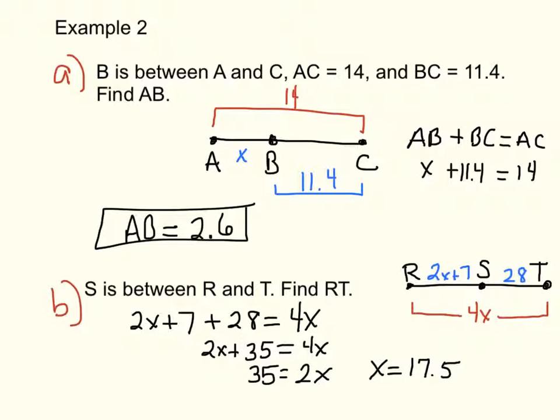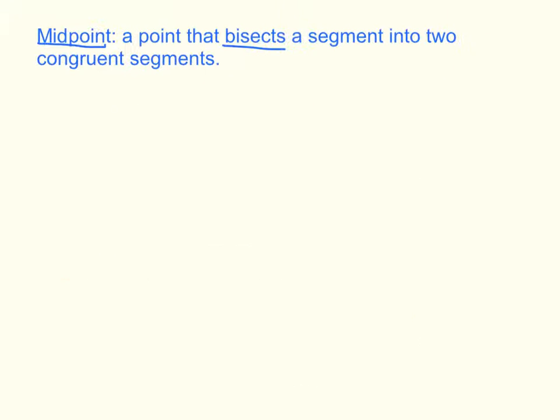But wait a minute. Are you done? This is where you have to attend to precision. The question does not ask to find the value of x. The question asks, what is the value of RT? How would you find it? You plug it in for x. 4 times 17.5 gives you an answer of 70. So the length of RT is equal to 70.